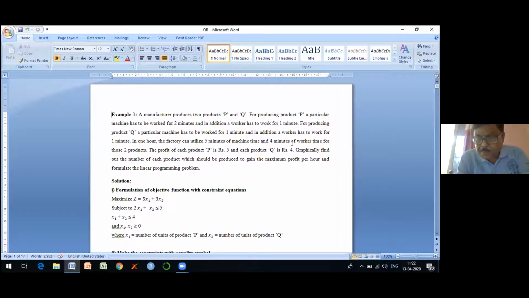So from this problem, first of all, we have to formulate this problem mathematically. And after that, we will think how to solve this problem. So formulation of the problem, you already know. So again, I am repeating this. Formulate the objective function with constraint equations.